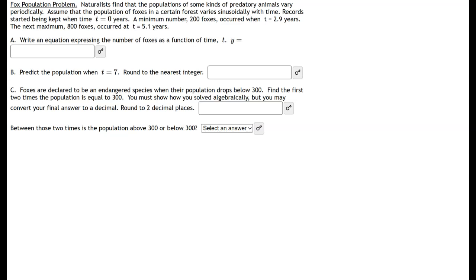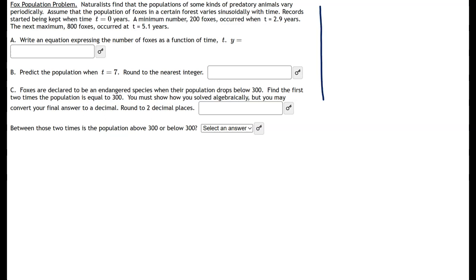Okay, this one is the fox problem. We are looking at a fox population and we get to assume that it varies sinusoidally. We start at t equals 0 and we hit a minimum number of foxes of 200 after 2.9 years and then a maximum of 800 after 5.1 years.